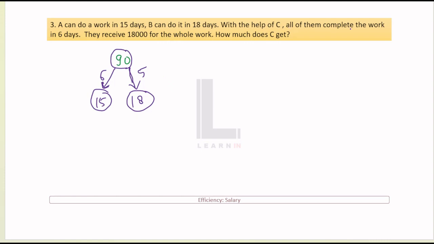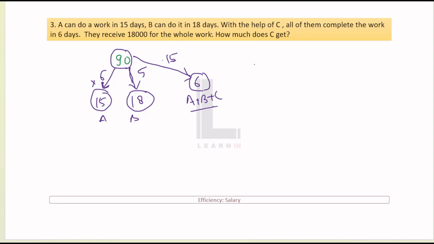Now, with the help of C, all of them complete the work in 6 days. Now, C's data is also there, right? This was A, this was B, this is C. So, with the help of C, they all complete the work in how many days? 6 days. Now, the efficiency would be 15, right? 15 into 6 was 90. Now, this is the efficiency of A plus B plus C, right? So, we would write A plus B plus C here. So, we have the diagram ready, right? Now, what would you do? This is the efficiency of A plus B plus C.